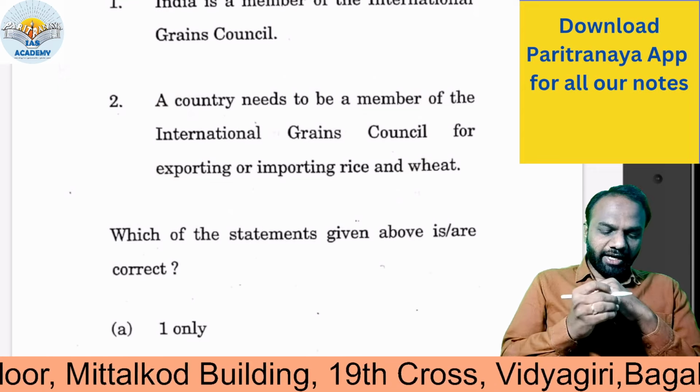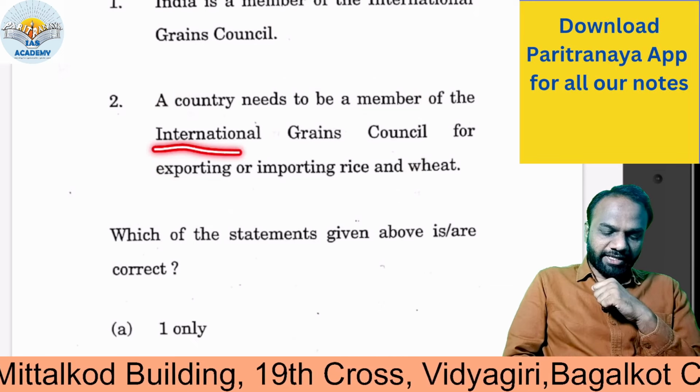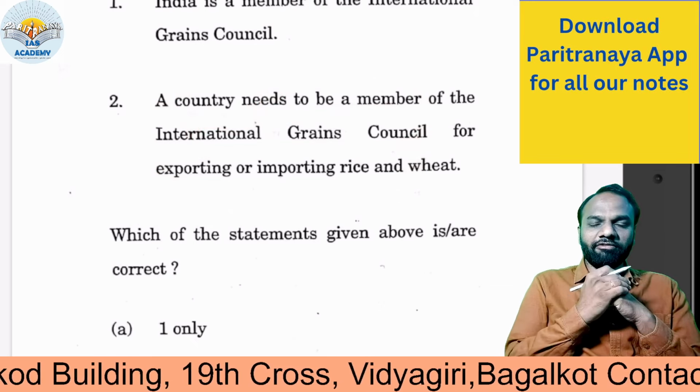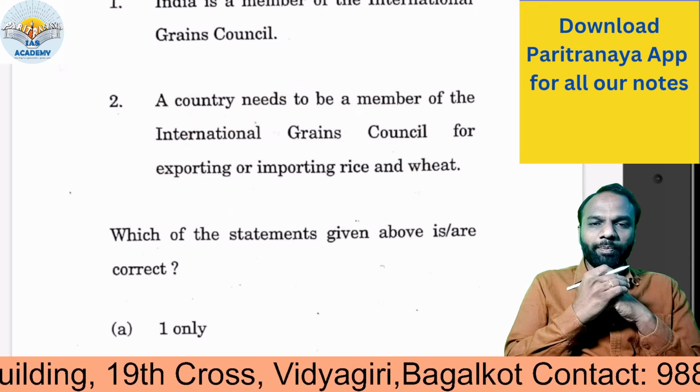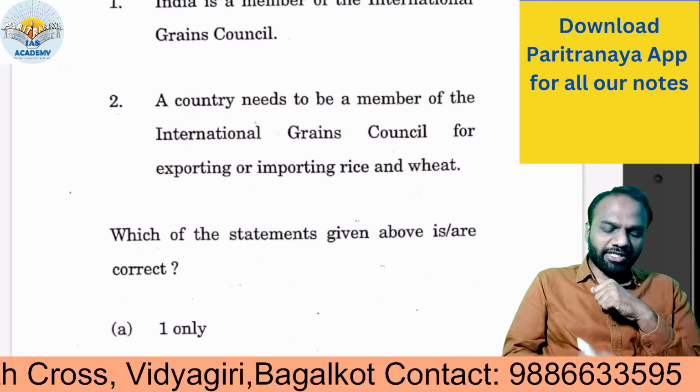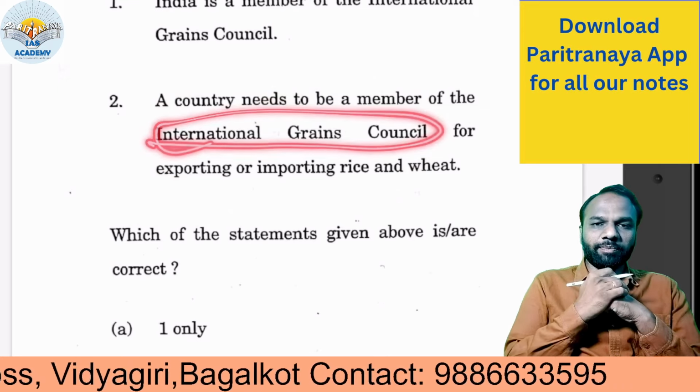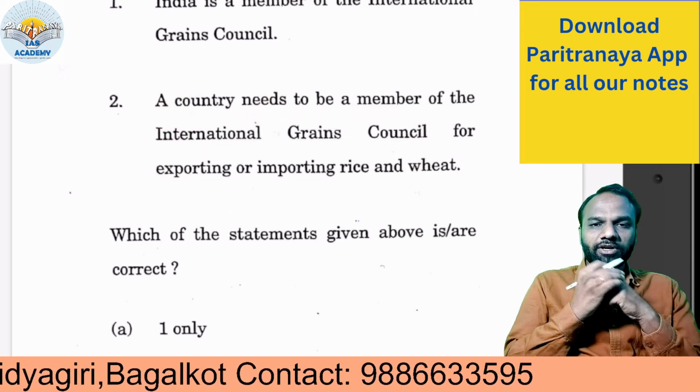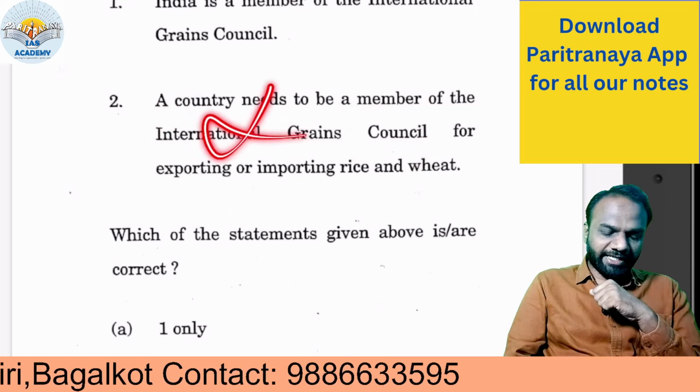So hence, if the International Grains Council was such an important organization wherein its permission would be required to participate in export and import, then it would have repeatedly appeared in the newspaper. This is not an organization which repeatedly appears in the newspaper. Hence, we can draw a conclusion that the second statement is false.